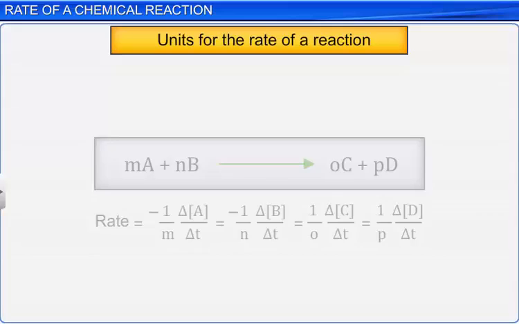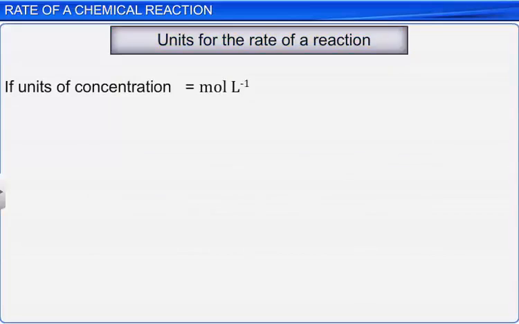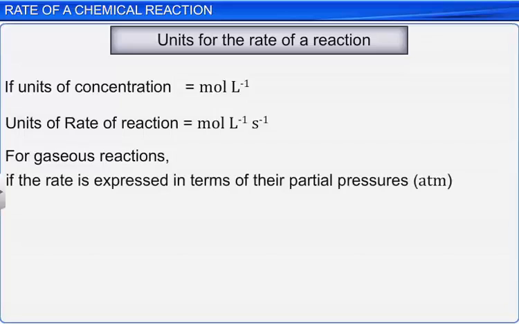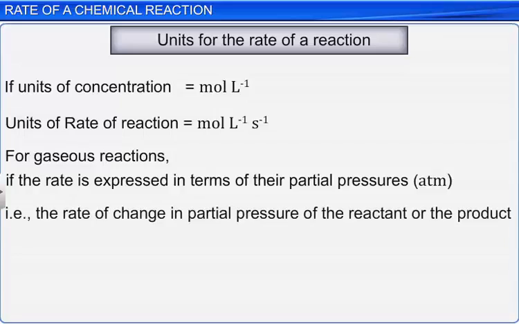Let us now look at the units for the rate of a reaction. If the concentration is in mole per liter, then the unit for the rate of reaction is mole per liter per second. For gaseous reactions, if the rate is expressed in terms of their partial pressures, that is, the rate of change in partial pressure of the reactant or the product, then the unit for the rate of reaction is atmosphere per second.